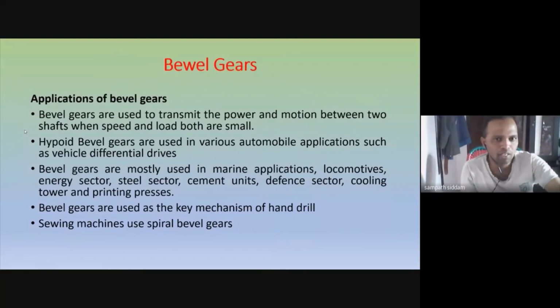Next, bevel gears are also mostly used in marine applications, locomotives, the steel sector, defense sector, cooling towers, printing presses, and so on. Bevel gears are used as a key mechanism in handrails, and next, sewing machines also use spiral bevel gears. So these are the applications of bevel gears.